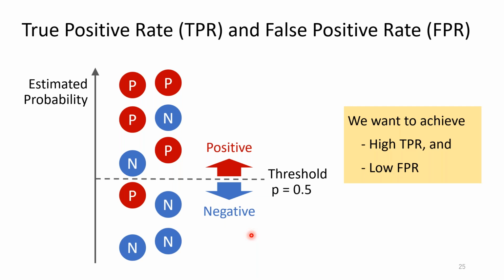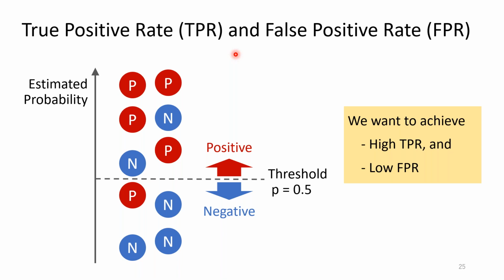So before going on to another performance metric, the AUC score, let me talk about true positive rate and false positive rate. True positive rate is called TPR, and the false positive rate is called FPR. In classification problems, we want to predict positive cases as positive, and negative cases as negative, of course. In other words, we want to achieve a high true positive rate and a low false positive rate.